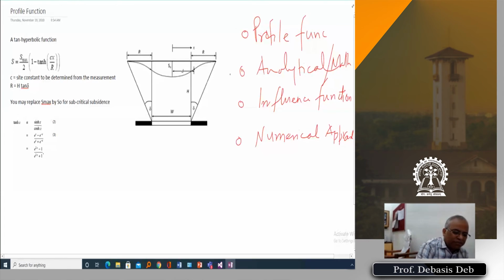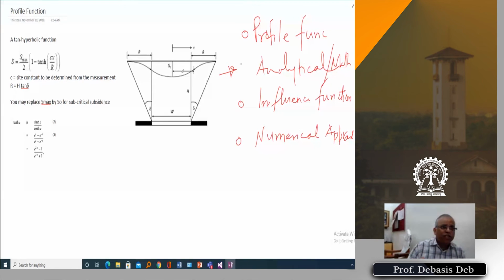This method is not so popular because we do not go into the plastic zone. Those fractures and this kind of thing we do not talk about here. As a result, the estimation is not so accurate. The profile function needs to be found out by measurement. Okay, I will come to that. This is what I'm going to tell.